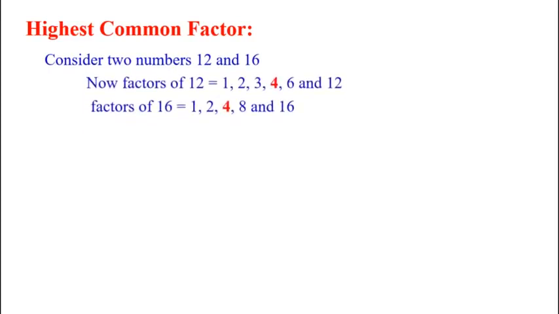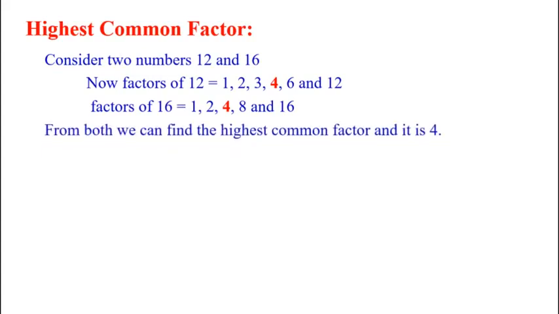Then, highest common factor or HCF. Consider two numbers 12 and 16. Now factors of 12 are 1, 2, 3, 4, 6 and 12. Factors of 16 are 1, 2, 4, 8 and 16. From both we can find the highest common factor and it is 4, because 4 is a factor of both numbers and this is the highest common factor.